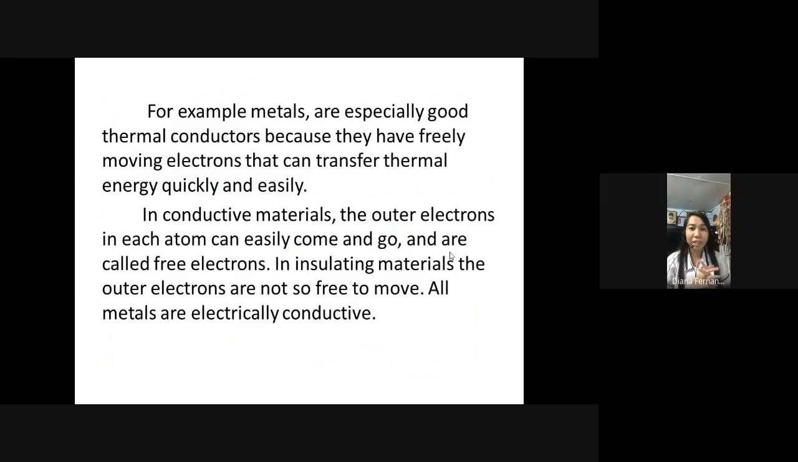Yes. May mga bagay na madaling daluyan ng heat at electricity, katulad ng mga metals. Okay? So, kaya kapag nagluluto tayo, we use metal pan. Hindi tayo gumagamit ng kung anong iba, diba? Kasi para madali yung transfer ng heat. Ang ginagamit natin is metal. Kasi kung hindi naman conductor ng heat, hindi rin siya mag-iinit. Okay?